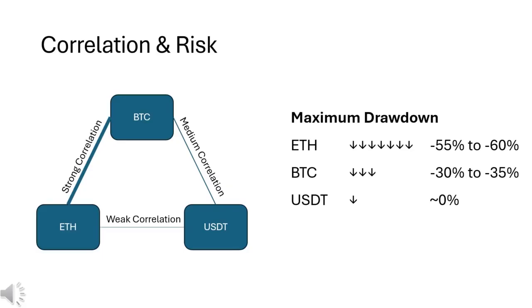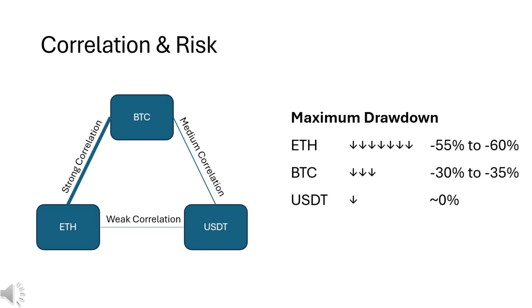The correlation analysis reveals clear structural separation. Bitcoin and Ethereum showed very high correlation at 0.81, indicating they're affected by the same risk factors. However, USDT showed very low correlation, 0.32 with Bitcoin and 0.25 with Ethereum.